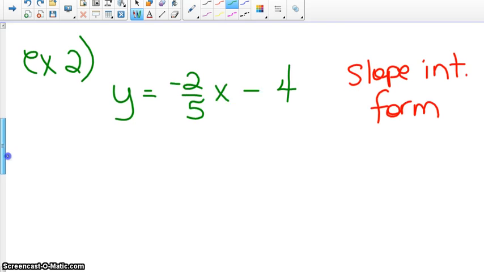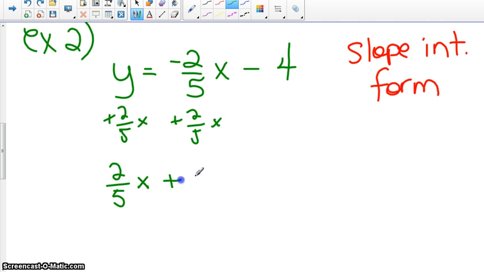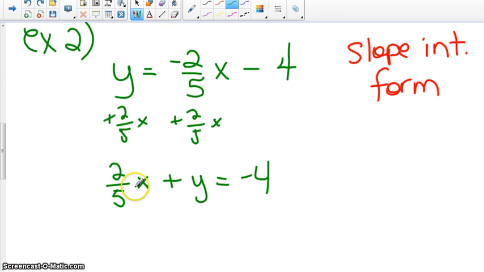All right, number 2. Same thing, let's get the x on the other side. So we're going to add 2/5 x to both sides. I'm going to write the x part first: x plus y equals, what's left is negative 4. Does it matter whether the x or the y is first? Yes, in standard form it does matter. Does the value change? No, but they ask for standard form, and that means x value plus y value equals a constant.